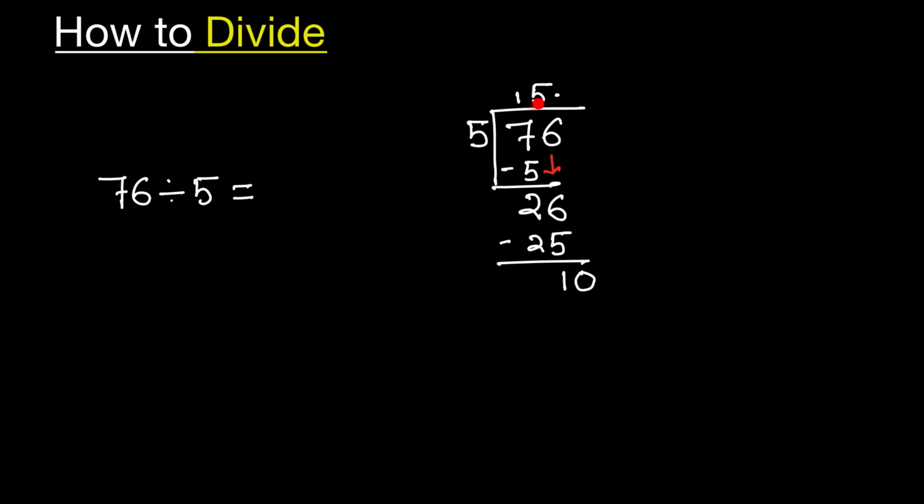And we know that 5 times 2 is equal to 10. Subtract, we get 0. As we have got the number 0, so we will stop. Therefore, 76 divided by 5 is equal to 15.2. And this is our final answer.